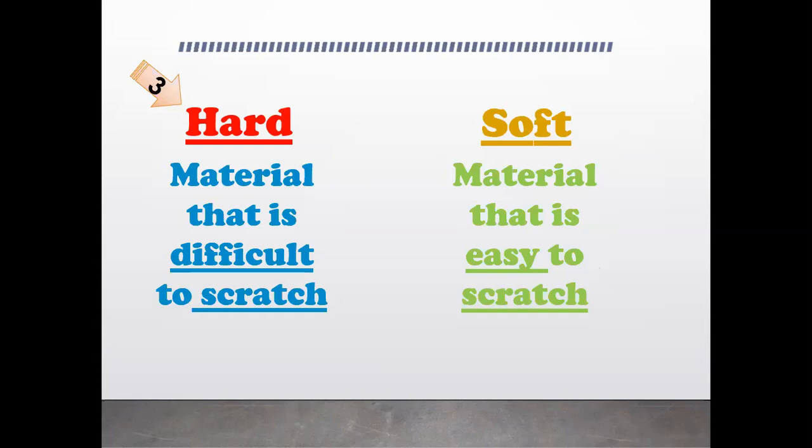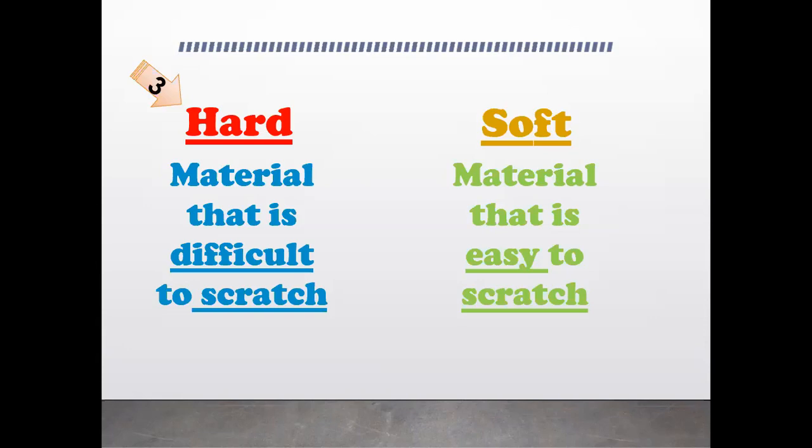And I told you, to make it easier for you, hard has D and difficult to scratch has D. Then comes the opposite of it, the soft material, which is easy to scratch. So soft has S, as easy has S to scratch. So hard and soft, they are opposite to each other.